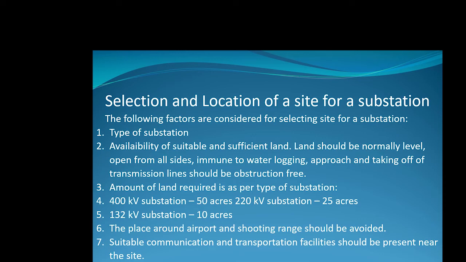Next, we have the suitability and the availability of land. The land should be normally inclined, it should not be a slant, and it should be open from all sides. It should not be waterlogged during the rainy season, and it should allow transmission lines to come in and take off without any obstruction. Also, the availability of land should be such that for a 400 kV substation we should have at least 50 acres of land. For a 220 kV substation, around 25 acres, and for a 132 kV substation, around 10 acres of land is preferred.